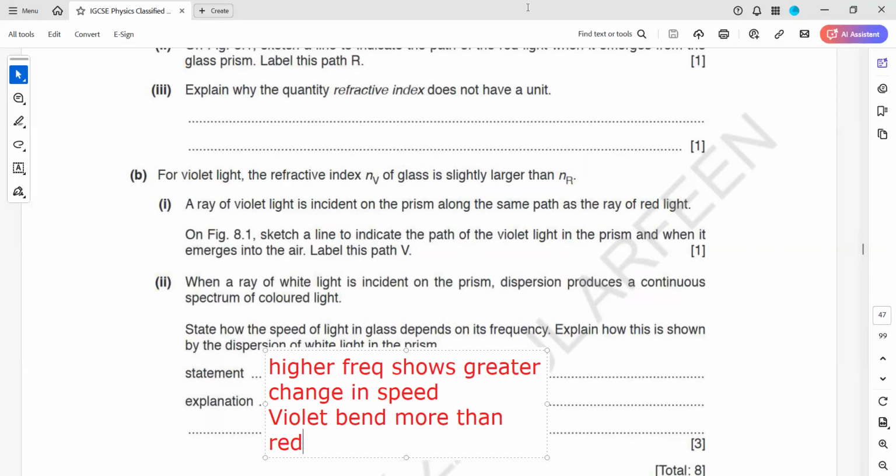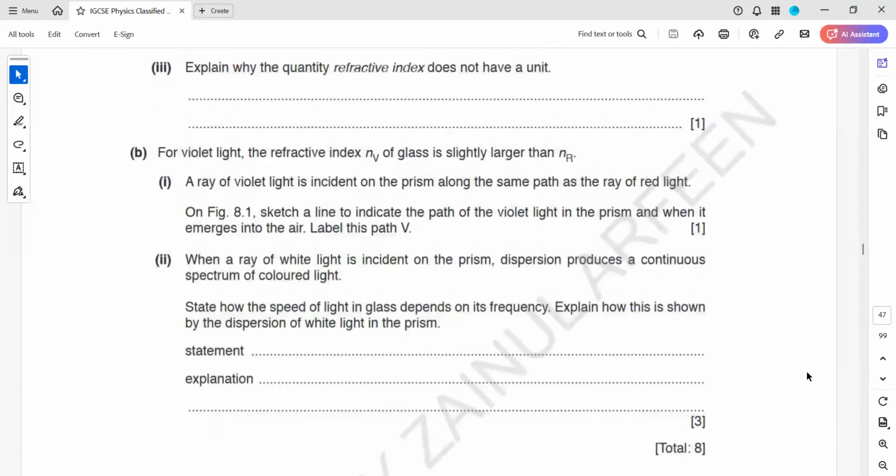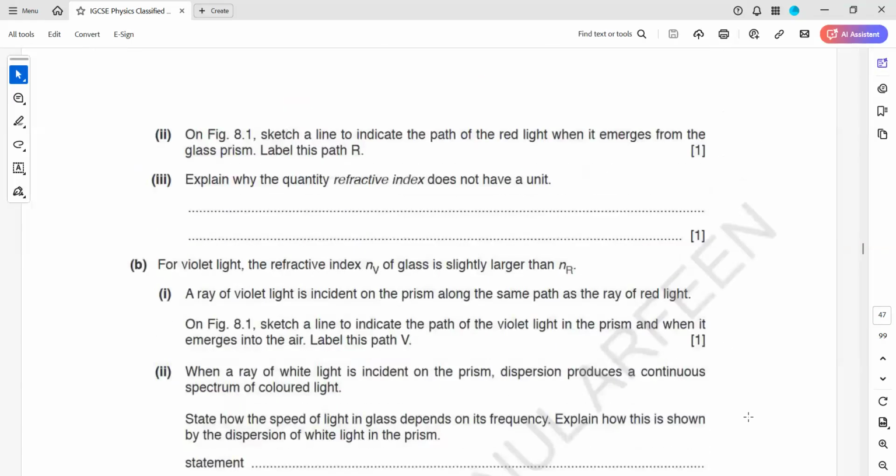So this was page number 47. Now we'll do some classified paper 2, in which we'll discuss the MCQs.